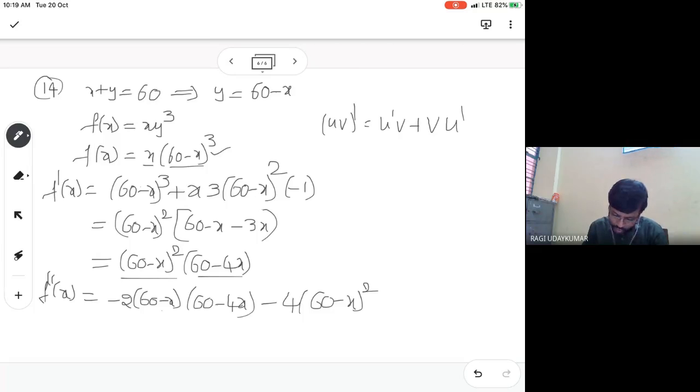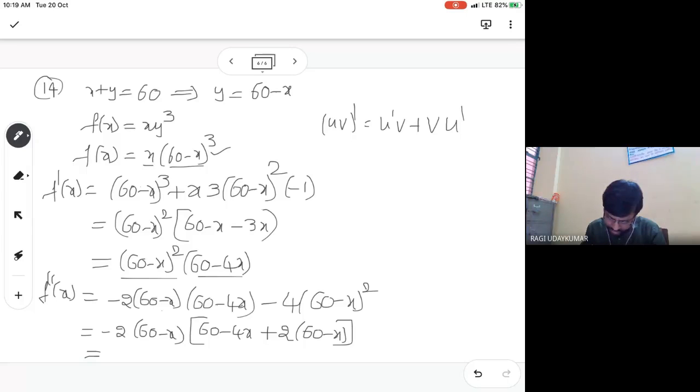इसको simplify करना है. What can you take common? Minus 2 of (60 minus x) you can take common. So what is left over? (60 minus 4x) is left over on the left side. And when minus is taken common here, plus it is going to be 2 into (60 minus x). इसको simplify करो. So what do you get here? Minus 2 into (60 minus x), (60 minus 4x plus 120 minus 2x).